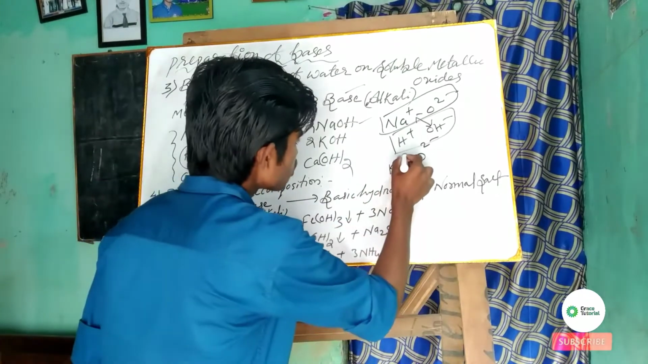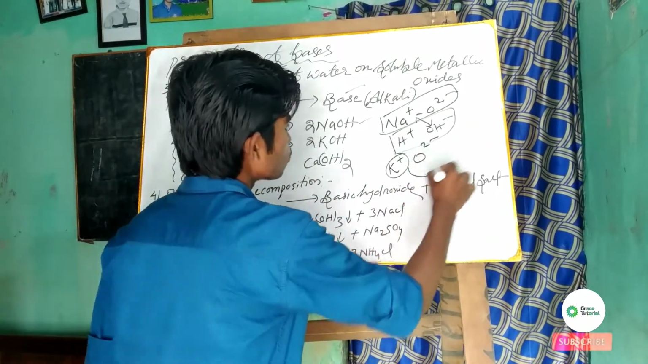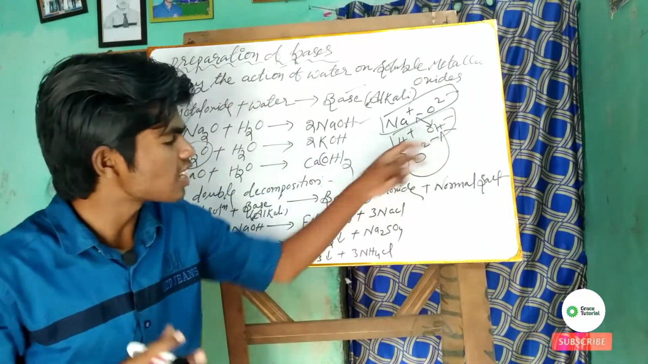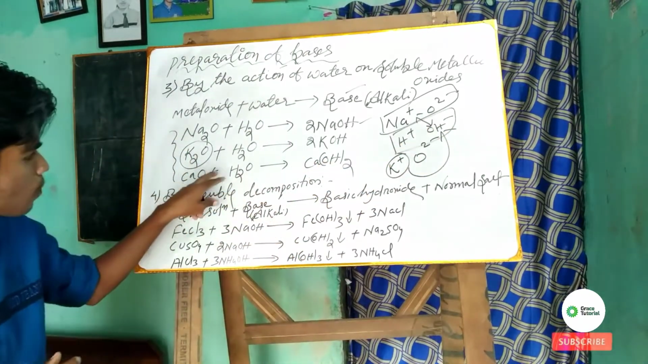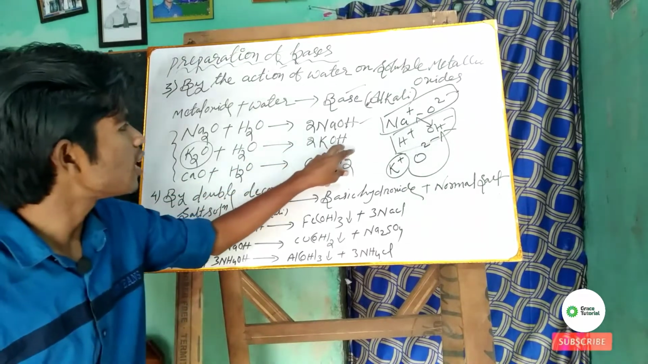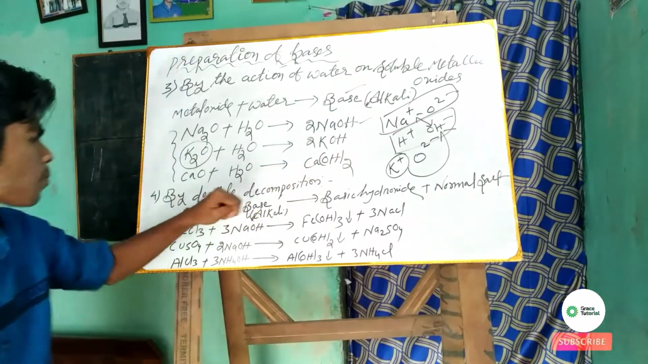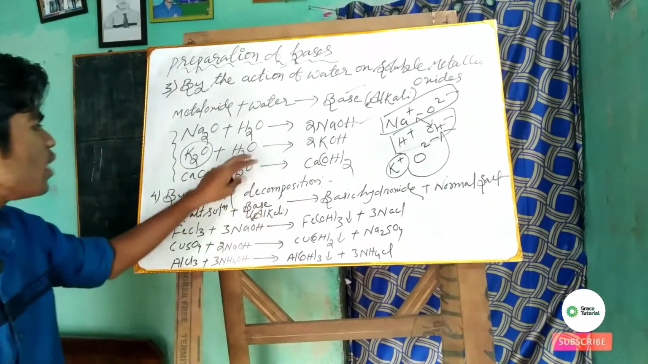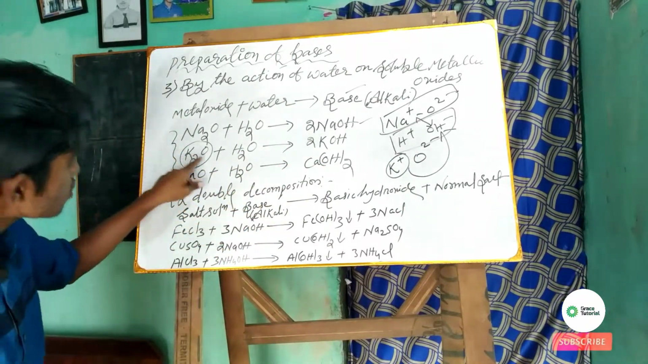So the positively charged part of this compound will react with the negatively charged part of this compound to get K+ and OH−. They react together to give KOH. So that is what we have obtained here, a base. That means potassium hydroxide is a base which is obtained by the reaction of potassium oxide with water.